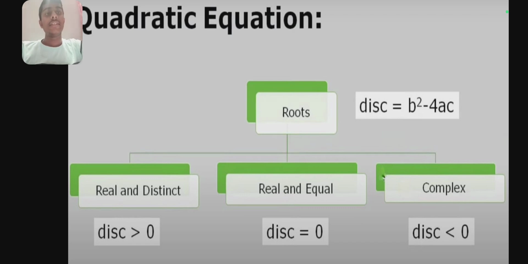Let's talk about its roots. Roots are of three types: real and distinct, real and equal, and complex. The discriminant is equal to b square minus 4ac. If the discriminant is greater than 0, then the roots are real and distinct. If it is equal to 0, then they are real and equal. If it is less than 0, then they are complex.